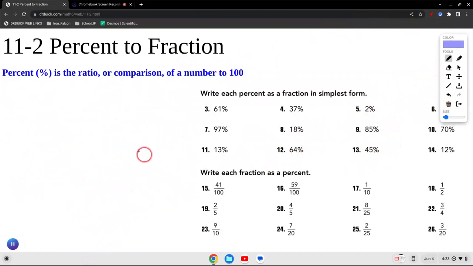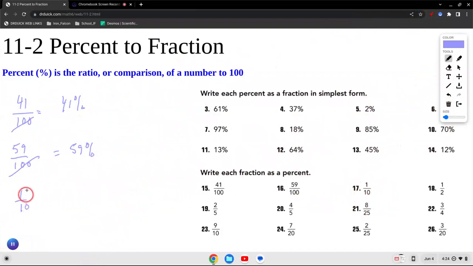Let's reverse this, though. Let's take a fraction, right, such as 41 over 100. You want to make it a percent, you just cross out the bottom. It's 41%. That's all you have to do. 59 over 100, same idea. You just take away the bottom, it's 59%. Okay, let's grab one of the weird ones like this, 1/10.